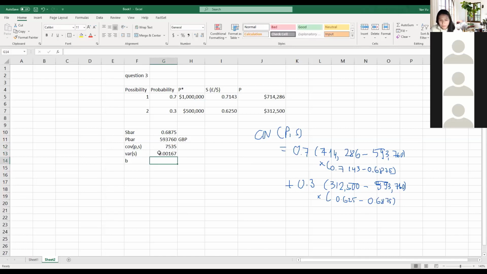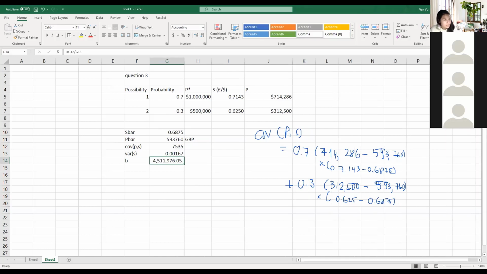And beta is going to be just the covariance divided by the variance. So I've got a little bit of a different answer, maybe because of the rounding, but that should be okay. So here I've got 4511976. Okay, spot on, guys. I'm just going to write the formula for the variance just to be complete.